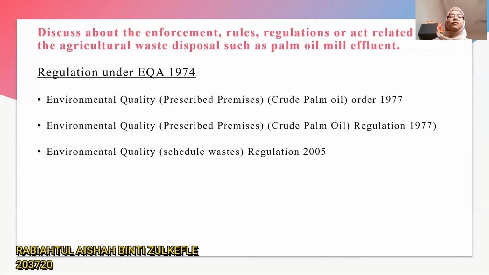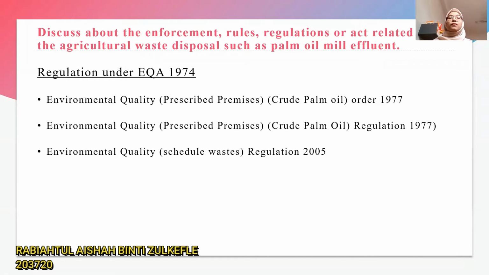Alright, the objective of this order is to ensure that all palm oil mills are subjected to be licensed by the DOE. The penalty will be given, which is a fine of maximum 25,000 ringgit or imprisonment not exceeding 2 years or both, and an additional fine of 1,000 per day if the offence is continued after a notice by the Director General had been issued.